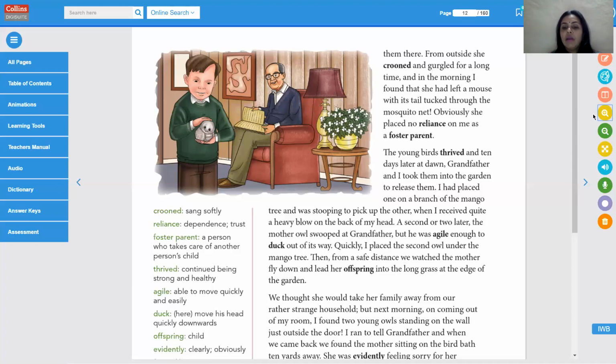The mother owl came, and what did she do? She swooped at grandfather. But he was agile. The grandfather was very active, and that is why he had enough time to duck down, means bend down, so that he could miss the hit of the mother owl. But they kept the second owl also near the tree. And then they quickly went back, and from behind the long grass, they watched the offspring go back to their mother in the garden.